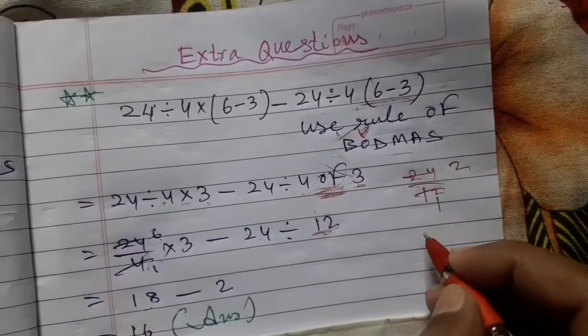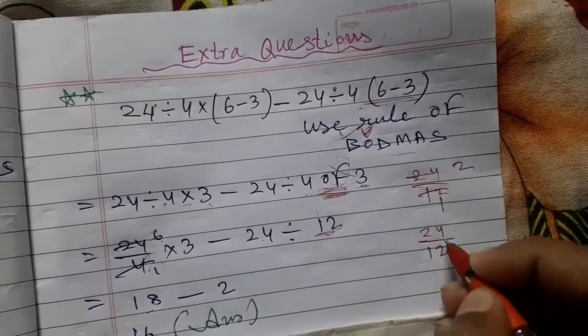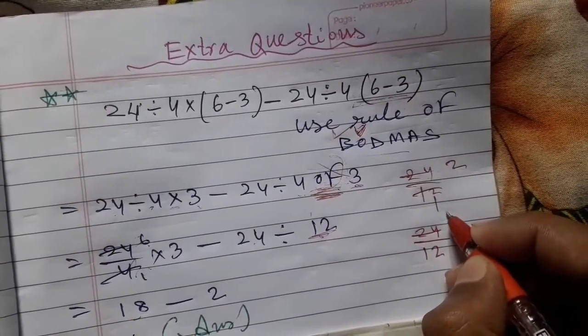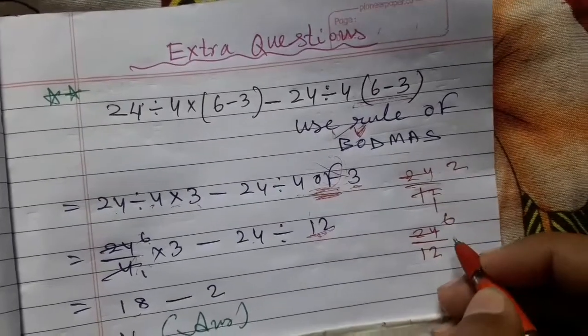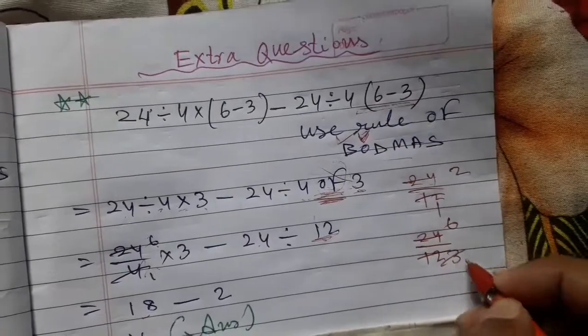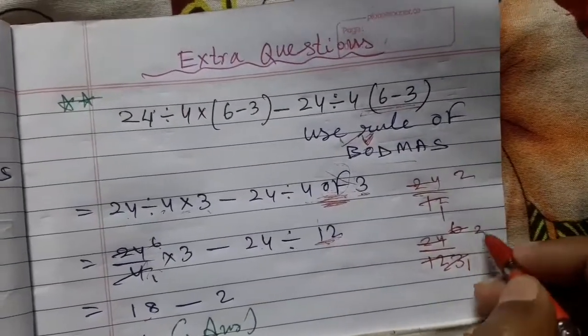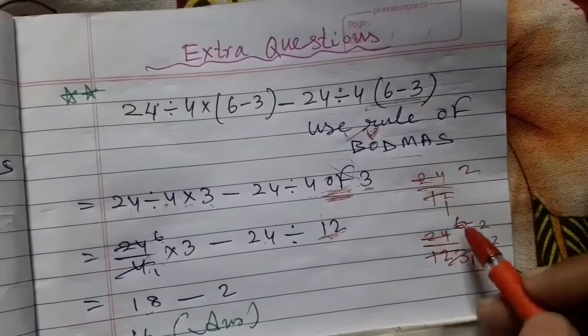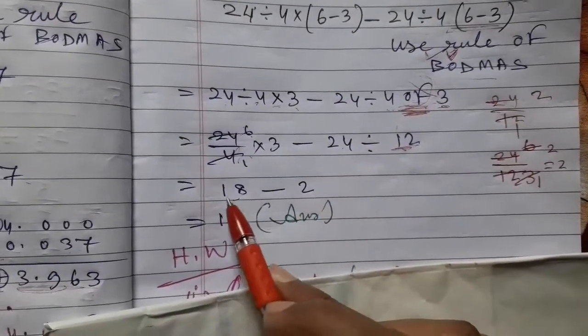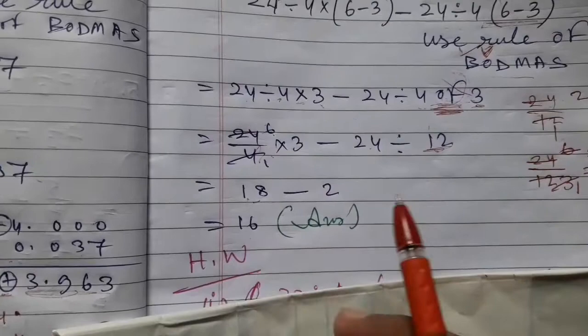There is a 12 table. 12 times 1 is 12, 12 times 2 is 24, so 24 divided by 12 is 2. Clear? 18 minus 2 is 16.